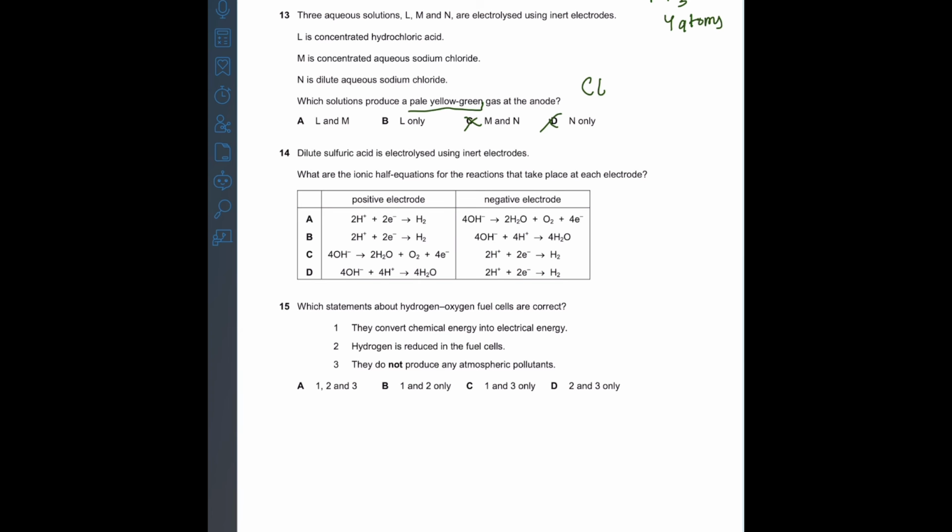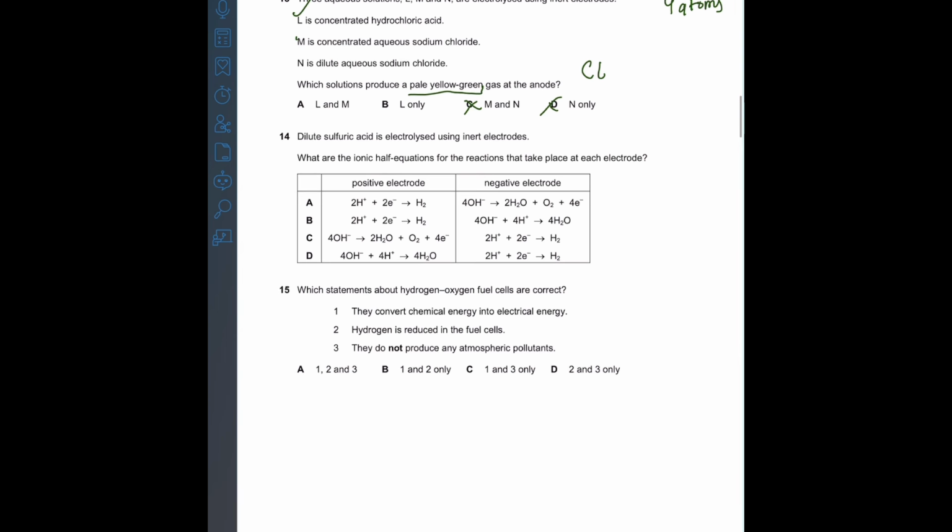So if you look at M, concentrated sodium chloride, this is an important point to remember. If the solution is concentrated sodium chloride or any halide salt, then the halogen will be forming at the positive electrode. Why? Because it's in concentrated form. But if it's dilute, it won't be forming. So the answer is L and M. There's a pale yellow gas. For dilute solutions, no. So the answer is A.